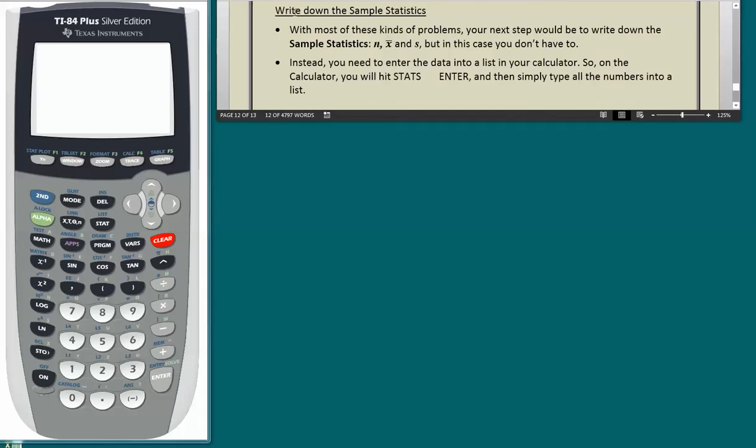For most problems, the next step is to write down the sample statistics, n, x bar, and s. But in this case, we don't have to, and that's because we have the actual sample data. So instead, we need to enter the data into a list on our calculator. So on the calculator, we will hit Stat, Enter, and then simply type all the numbers into a list. So I'm going to do that right now.